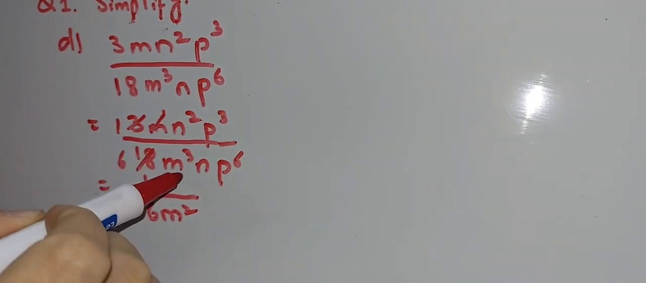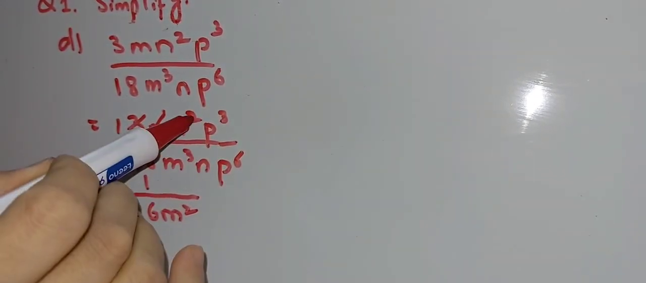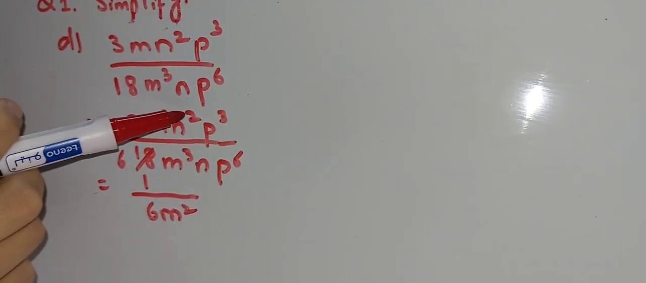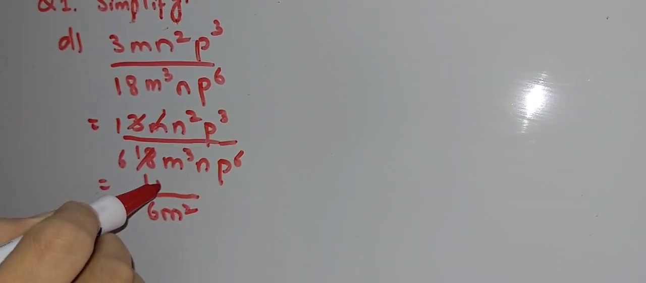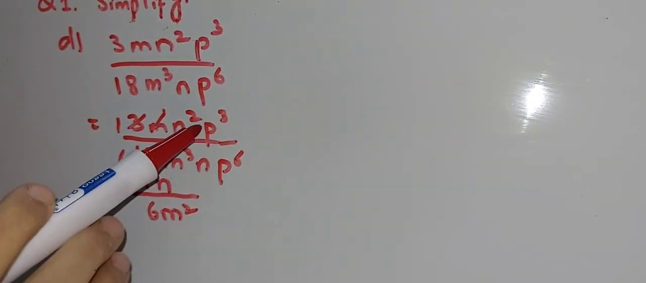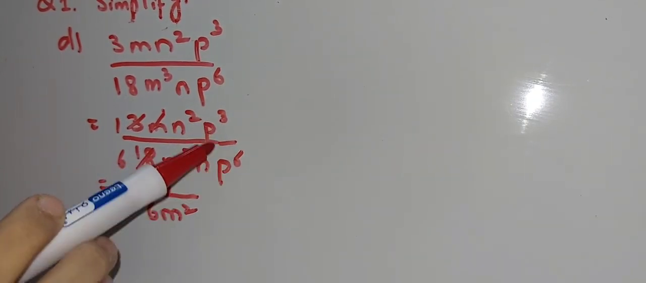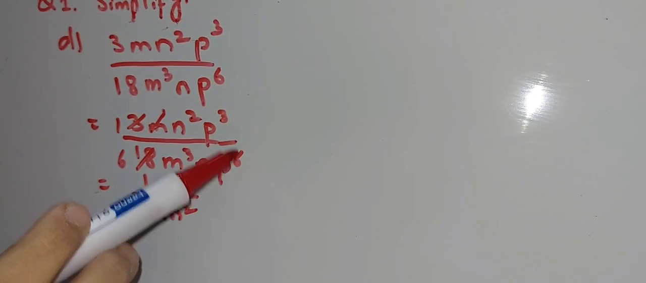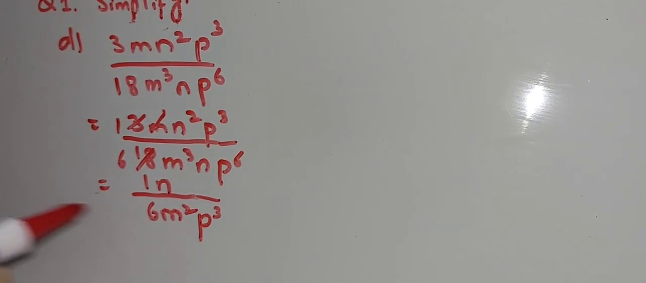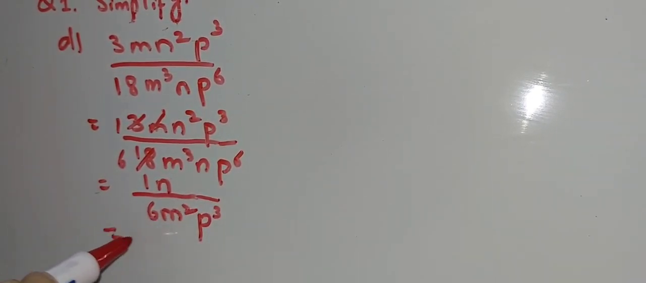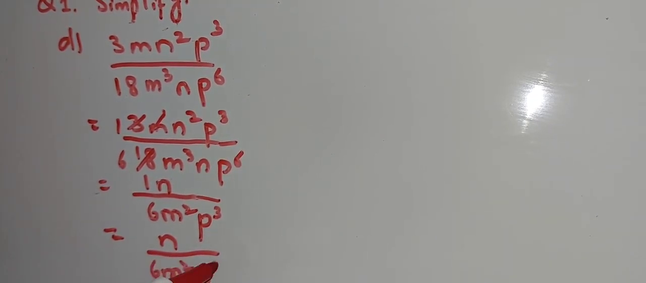Now what is left here? M square. Now n and n square: the bigger value is in the numerator, so we will subtract 1 from 2. So 2 minus 1 is 1, so it will become n here. And p cube and p6: in the denominator we have the greater value, so 6 minus 3 will become 3, so p cube will be left here. So our answer will become n upon 6m square p cube. If you want to do it by the splitting method, you can do it by that method as well.